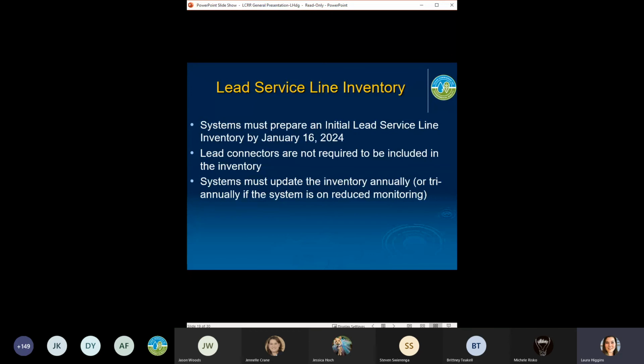So at the time of publication in the Federal Register, remember those dates are subject to change, water systems must prepare an initial lead service line inventory by January 16th of 2024 that identifies lead service lines, lead status of unknown service lines, galvanized lines requiring replacement, and non-lead service lines. Additionally, lead connectors such as goosenecks or pigtails are not required to be included in the inventory. And also, systems must update the inventory annually or triannually if the system is on reduced monitoring.